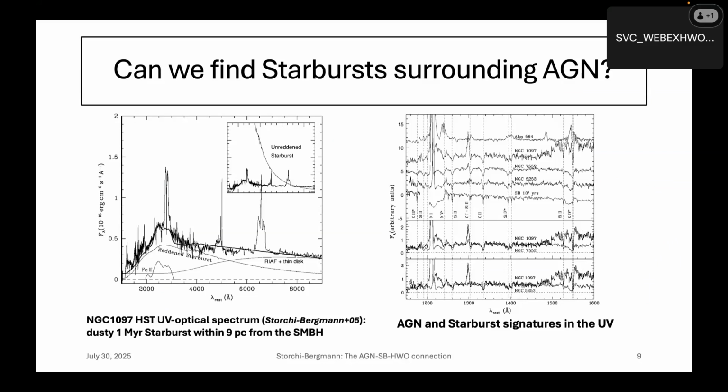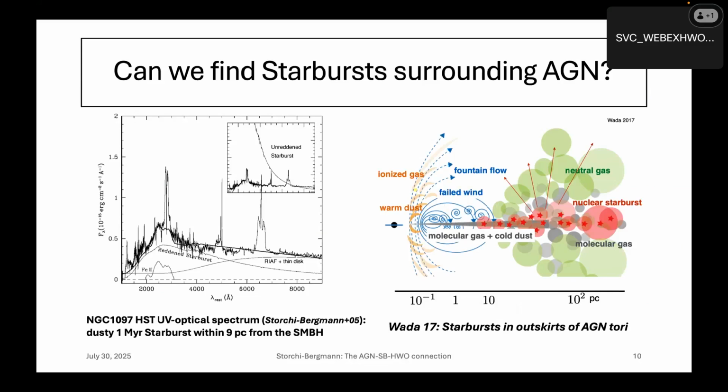And there are a few other cases where we even see in the UV absorptions from young O and B stars. Then I recall also a model from a collaborator, Keiichi Wada, who proposes that when you have an AGN and you have a torus, the molecular torus that's part of the AGN, you have molecular gas, you have the conditions to trigger star formation.